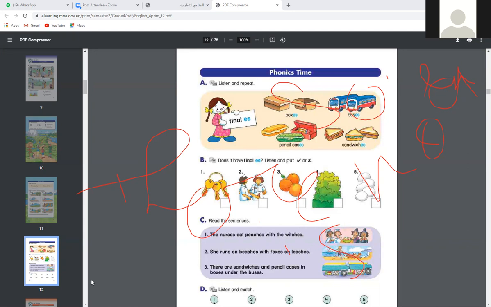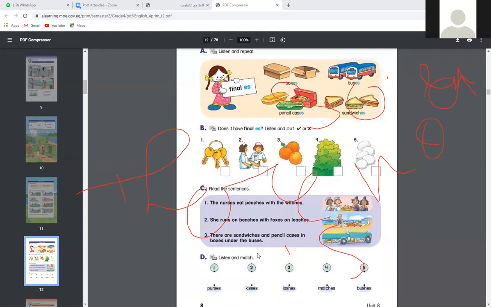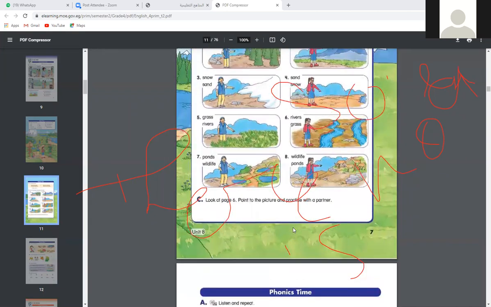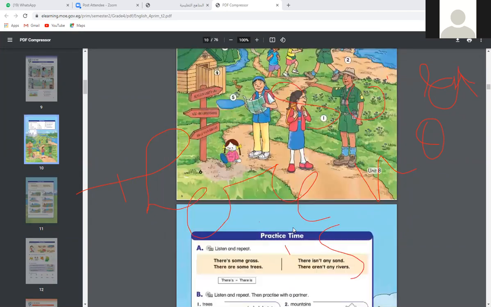Okay, and here there is a reading. You can read it by yourself. Now we finished the unit. We are talking about the singular and the plural, there is and there are, how to use some and when to use any. We use some in the affirmative, and we use any in the negative sentences. There isn't any, there aren't any. There is some, there are some.